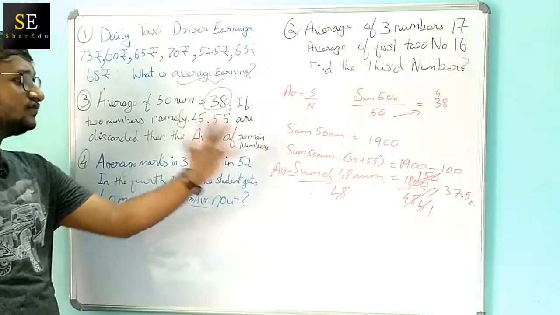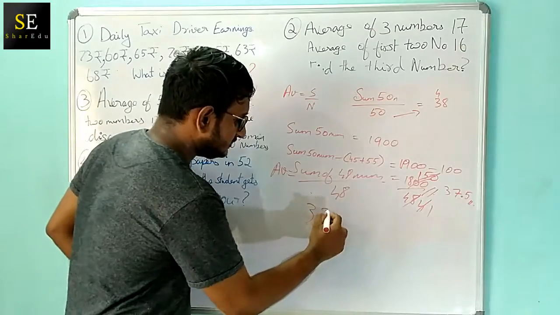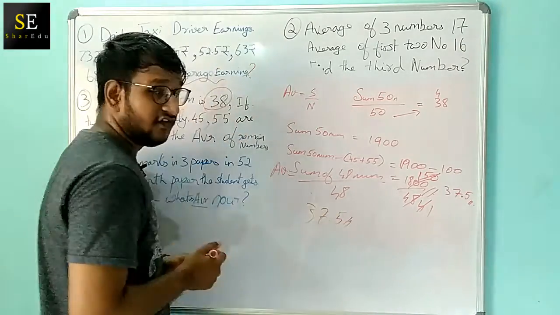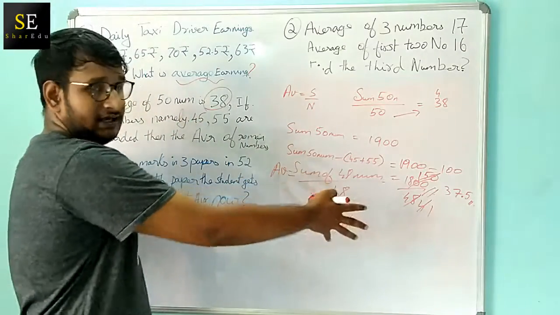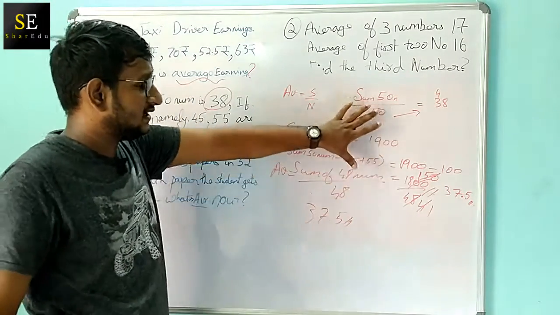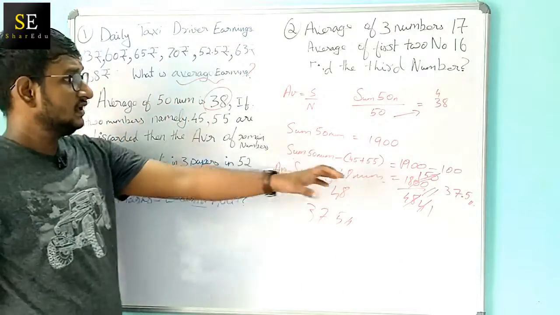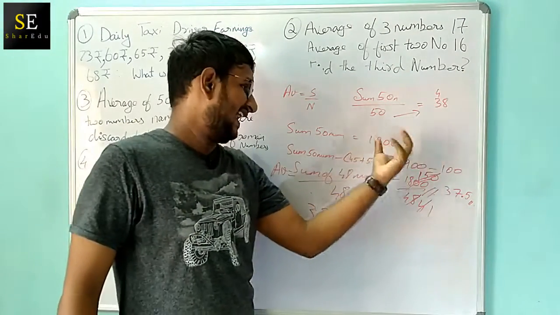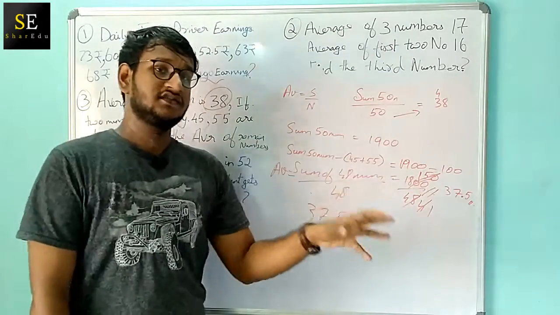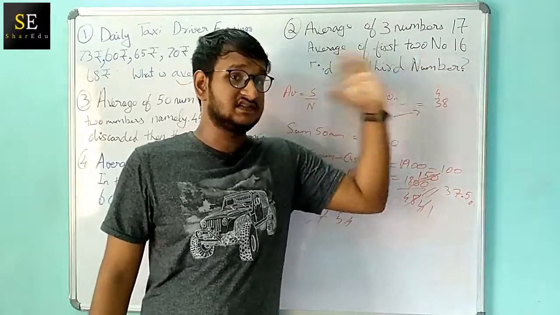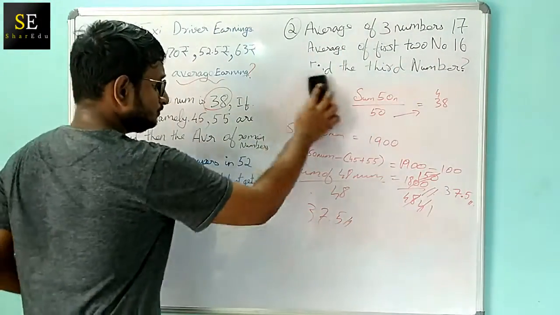That is, the remaining numbers are 48 numbers. So the new average of the remaining numbers is 37.5. You can clearly see the difference between the second sum and the third sum. Here they are removing two numbers and asking us to find the average. In the second, they were asking us to find one of the numbers that contributed to the average itself. So this is the difference between the second and the third question.